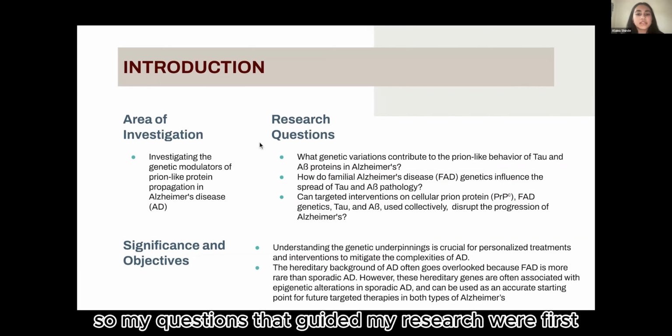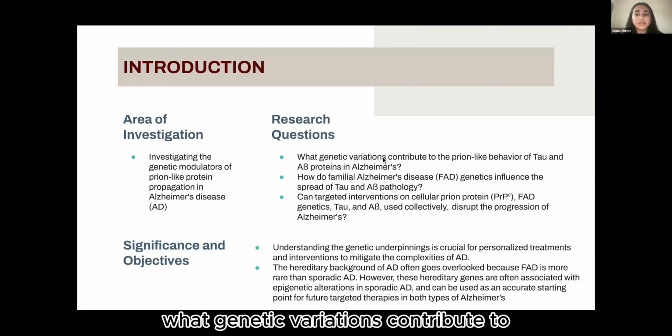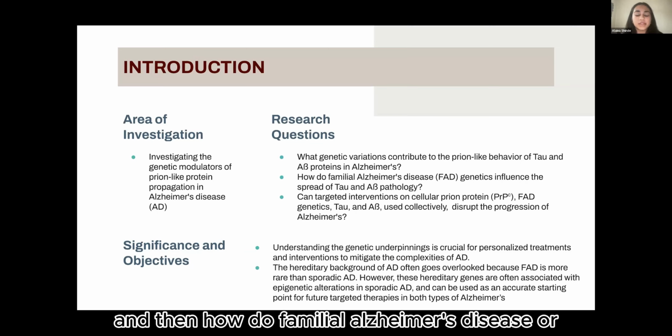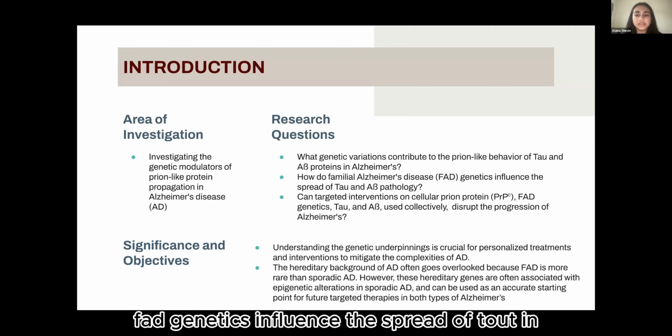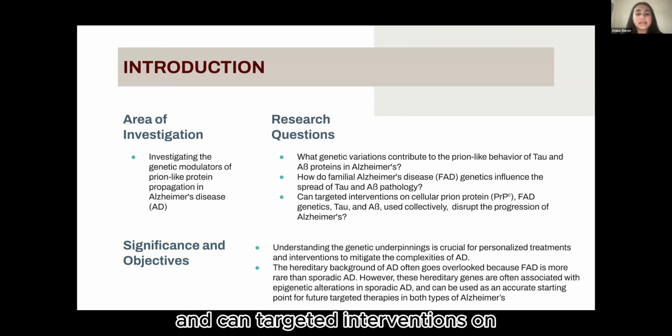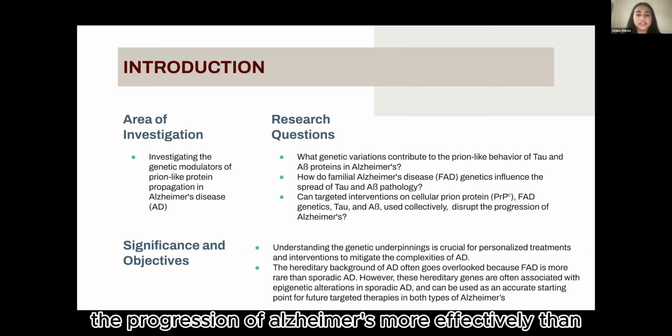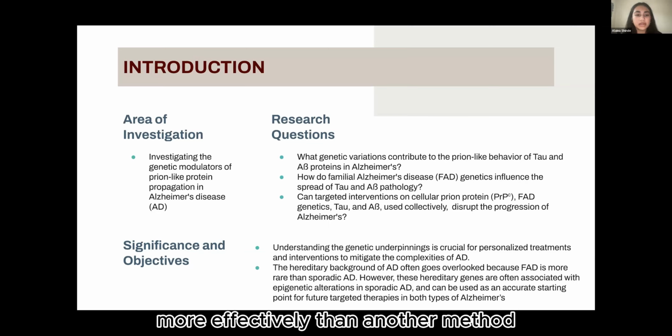So, my questions that guided my research were first, what genetic variations contribute to the prion-like behavior of tau and beta amyloid proteins in Alzheimer's? And then, how do familial Alzheimer's disease or FAD genetics influence the spread of tau and A beta pathology? And can targeted interventions on the cellular prion protein, FAD genetics, tau and A beta, used collectively, disrupt the progression of Alzheimer's more effectively than another method?